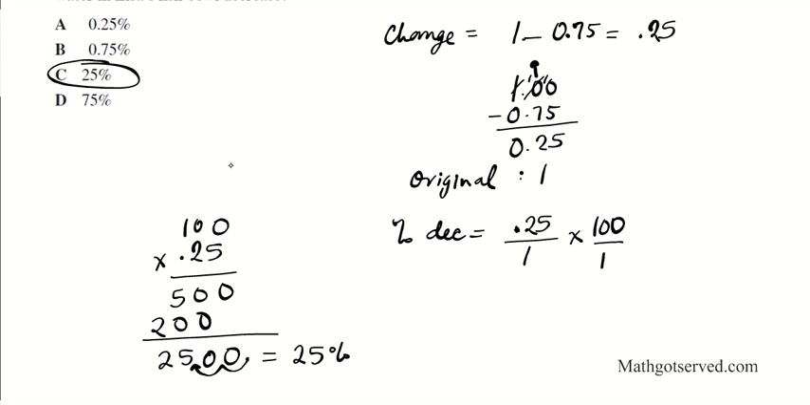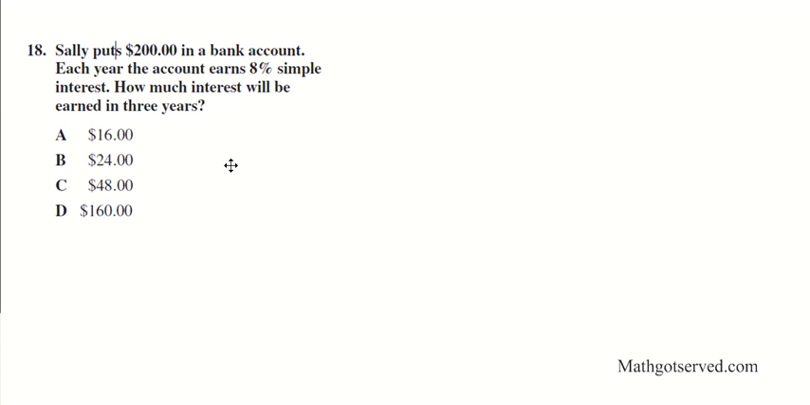Alright, let's move on to question 18. It says, Sally puts $200 in the bank account. Each year, the account earns 8% simple interest. How much will be earned in 3 years? The formula for simple interest is as follows. Simple interest is principal, the original amount, times rate, the percentage in decimal form, times time, the amount of time that you invested the money.